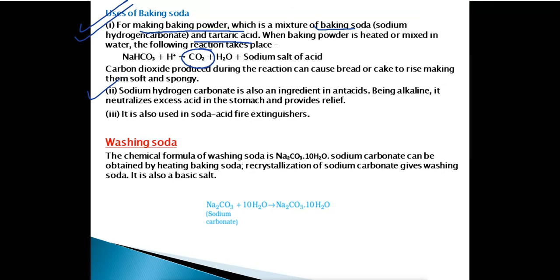Next point. So for the first use, you can write that baking soda is used for making baking powder, which is a mixture of baking soda and tartaric acid. Baking soda is used in cakes and breads which make them soft and spongy. Next one, sodium hydrogen carbonate is also an ingredient in antacids. So what are antacids? Sometimes when we eat spicy and oily food, we suffer from acidity. So to get relief from that acidity, we use anti-acid tablets. So sodium hydrogen carbonate can give you relief from acidity.